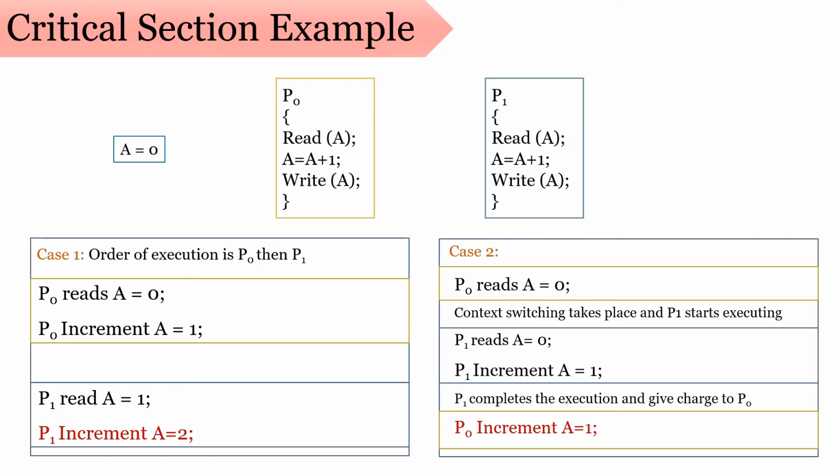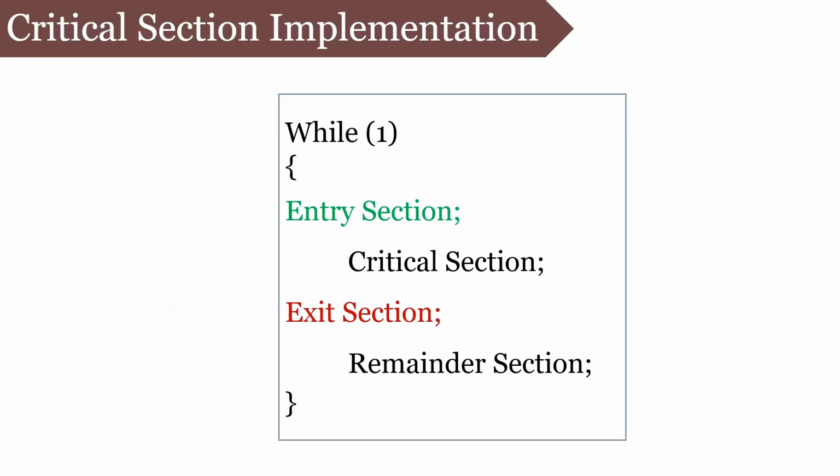Knowing why we require a critical section, let us see how to implement it. The critical section of a process must be designed in such a way that a process must first request to enter its critical section. If the permission is granted, then it can execute the critical section, and then there must be a way to exit the critical section, and the rest would be the remainder section.